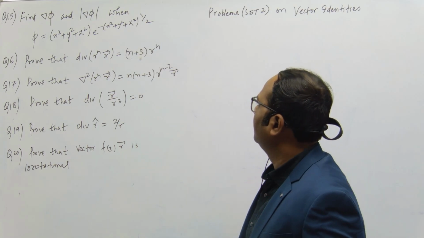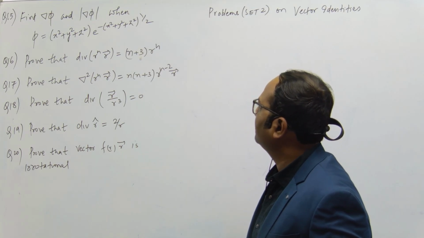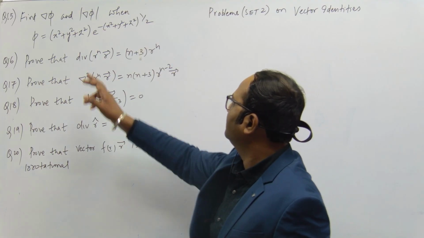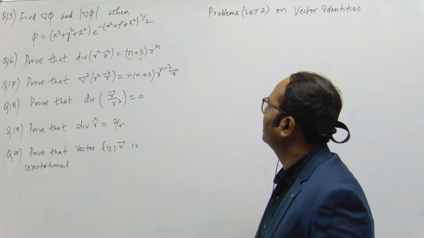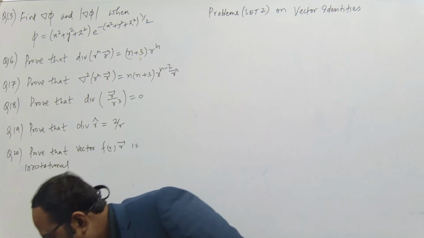So we have the first question. We have to find the gradient of phi. Phi is given by this particular expression and we have to find del phi. So let us solve this.